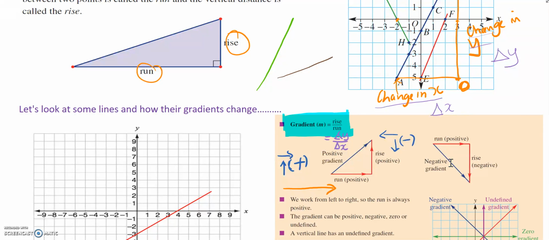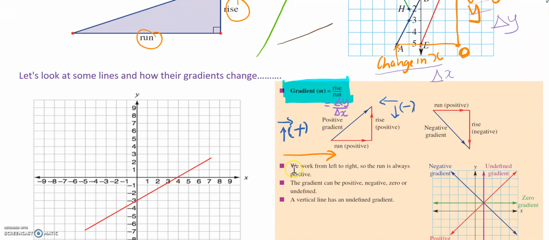Now, these little pointers will actually help you remember, so go through that whenever you have to determine whether it's a negative or positive gradient. Now the other one is, imagine if you've got a flat line, so flat. Think of it like a flat piece of land.